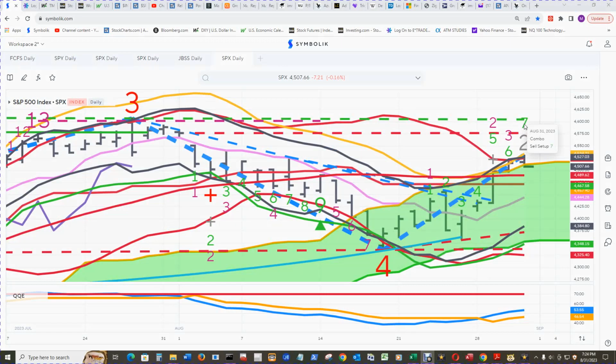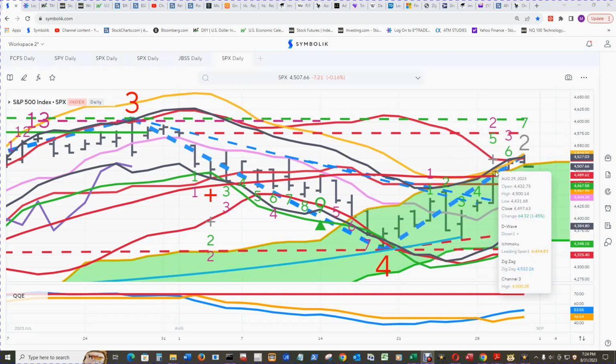And the combo and sequential sell setup 7 count, and sequential is not showing it, but it's the same, is at sell setup 7. So to negate that, for end of day on the 1st, there must be a close below 4433.31 for the price flip to the buy setup count. If it can hold above there, then it will print the 8 sell setup count.